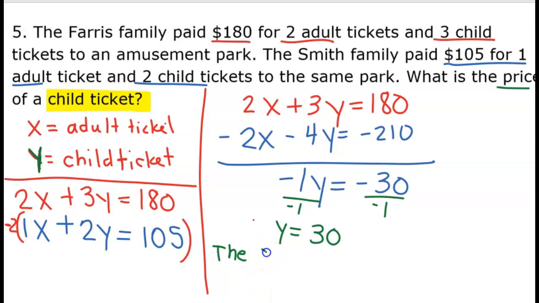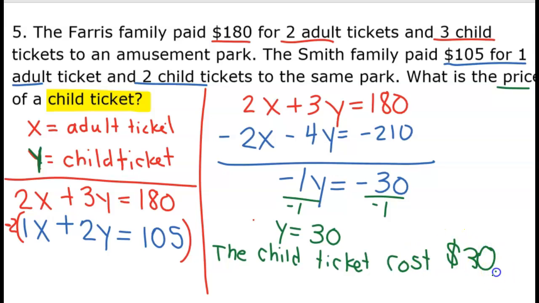The child ticket costs $30. So you should finish a word problem by writing out a sentence saying what that number stands for as far as the problem goes. Did this problem ask me for the adult price? I could substitute back in and find the x, which stands for the adult ticket, but it didn't ask me to. So I'm only going to answer what it asked.